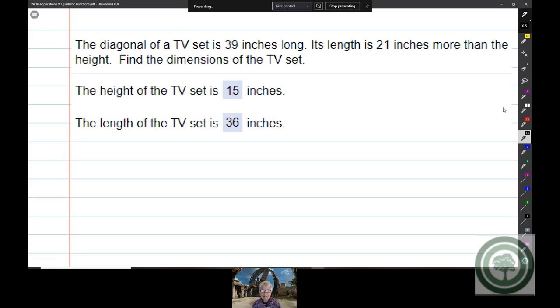The diagonal of a TV set is 39 inches long. The length is 21 inches more than the height. Find the dimensions of the TV set.